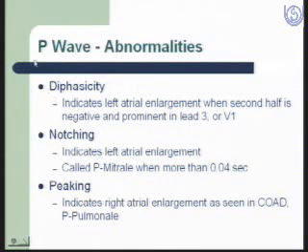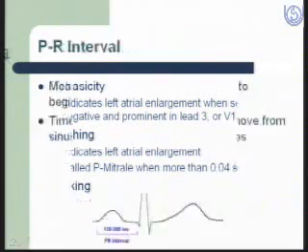Biphasicity indicates left atrial enlargement again, especially when the second half is negative and prominent in lead 3 and lead V1. Notching, as seen in the previous slide, also indicates left atrial enlargement, and it is known as P mitral when the duration between the two peaks is more than 40 milliseconds. Peaking indicates right atrial enlargement, as is seen in chronic lung disease, and is known as P pulmonale.